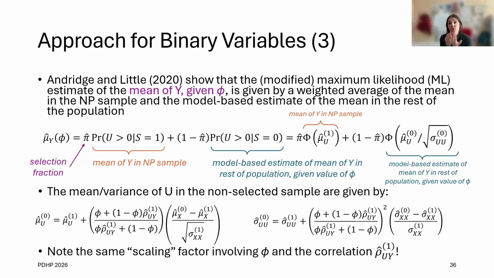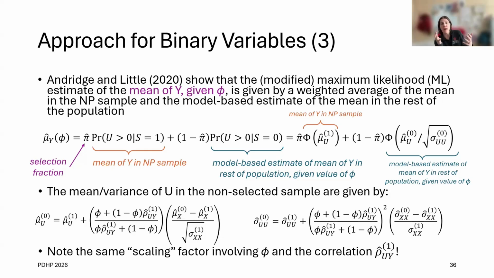So what do we actually care about? We care about a mean of a binary variable. And so how do we get that? It is a weighted average of the mean of Y that's in your non-probability sample and the mean of Y that is in the rest of the population, the non-selected sample. So that's what the first part of this equation is showing you.